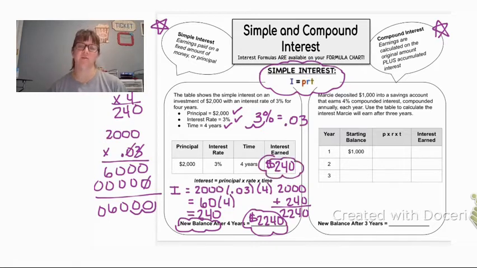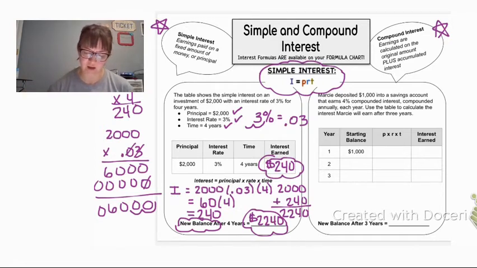So you have to be really careful when you're answering a question related to interest and make sure you know, am I being asked for just the amount of the interest, in which case I just use the formula and I'm done? Or am I being asked for the new balance, in which case I use the formula and then add that interest back to my original principal?